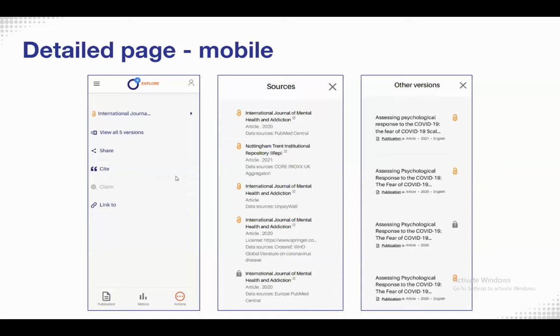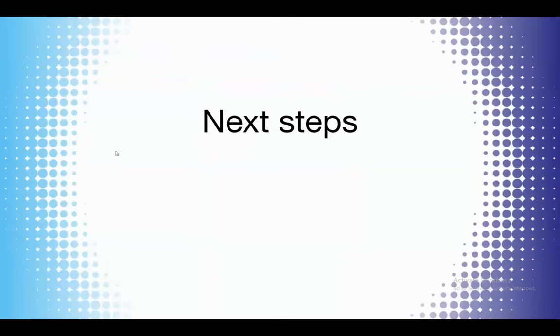The third option at the bottom is the actions, where we can see all the available sources. We can see also the versions. We can share this product, this research result, to the social media site, add a claim to ORCID, or use the linking functionality.